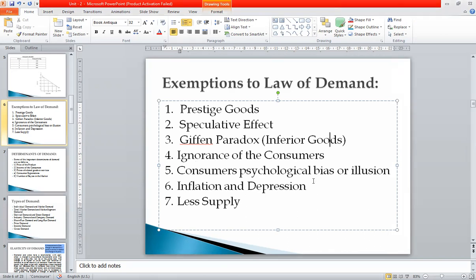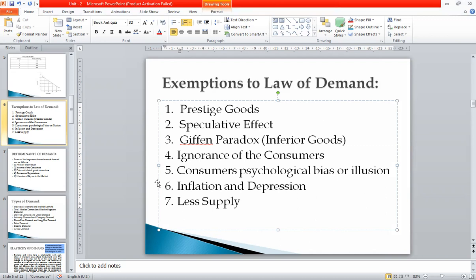Next, consumers' psychological bias: the price of the product may rise further, it may increase in future, so it is better to purchase more and keep it in storage. Everyone sees that the price of rice increases, and that's why they think it is better to purchase 2 or 3 quintals of rice for the house, keep it as storage, and use it. The same way happens with psychological bias or illusions, what the customers will think, and that way also we cannot identify. So, consumer bias.